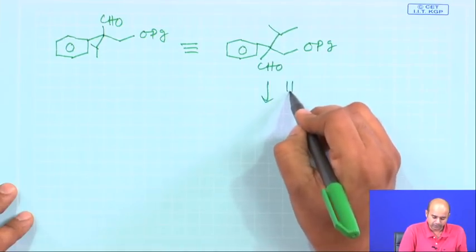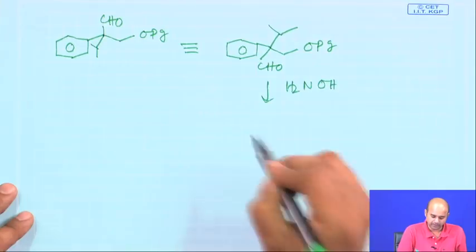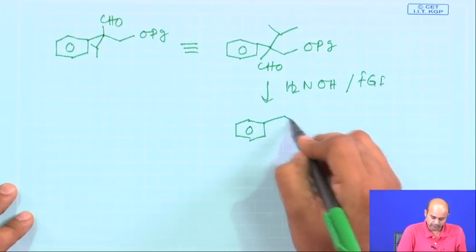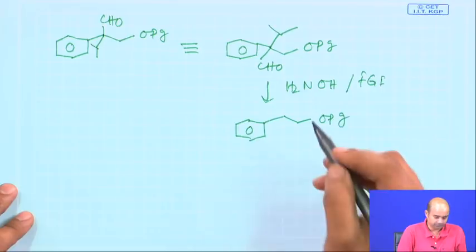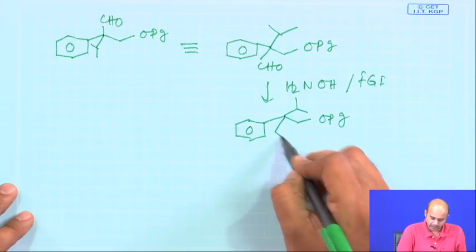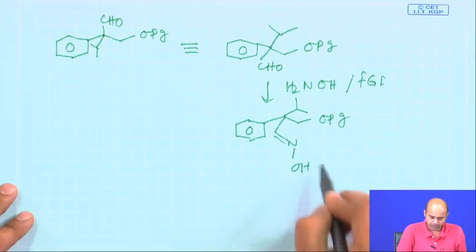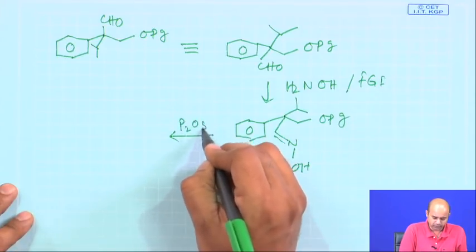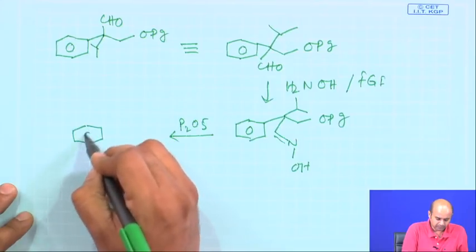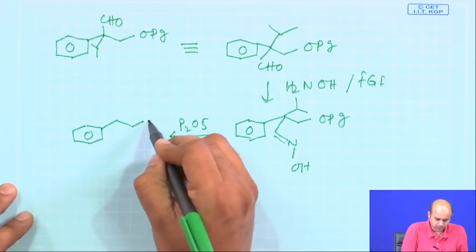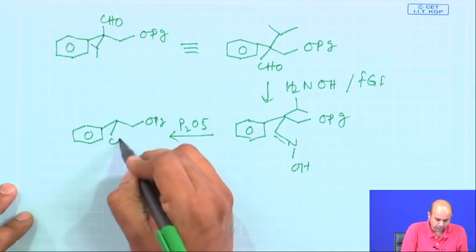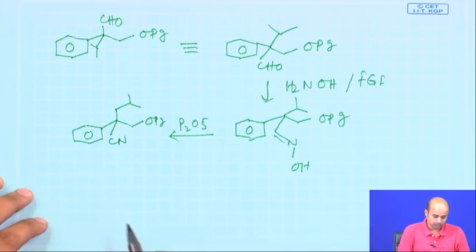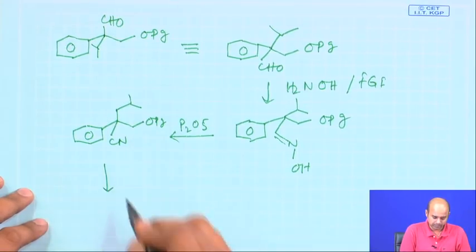Now, make this aldehyde into an oxime, an aldoxime, by hydroxylamine treatment, the very standard FGI. So, what will you get? You get this OPG, OPG remains similar, your isopropyl group remains similar, and then you get the corresponding oxime. Put a dehydrating agent, maybe P2O5, phosphorus pentoxide, and you will get this OPG, cyano here and your isopropyl. So, now we are almost close, only thing is you need to remove the PG.